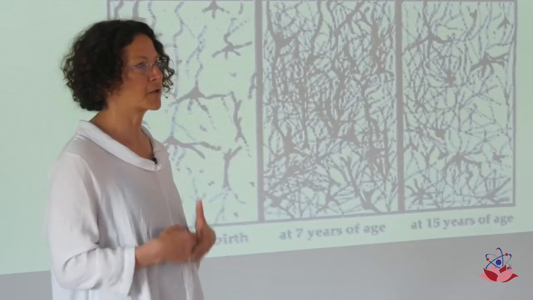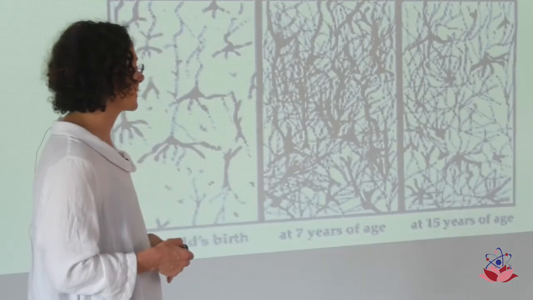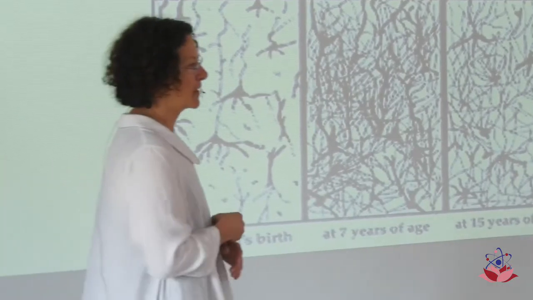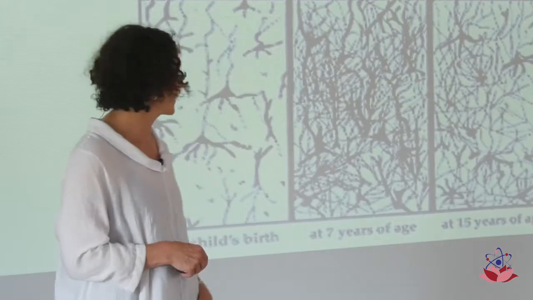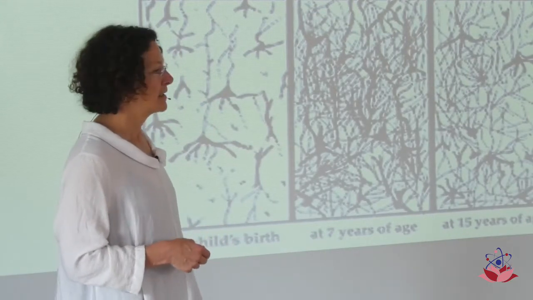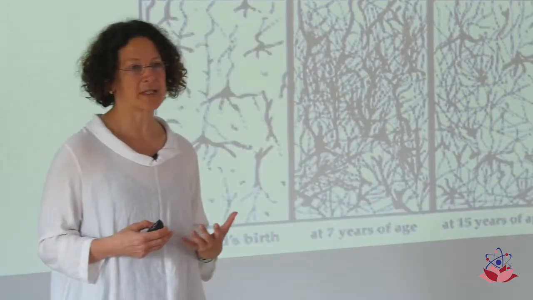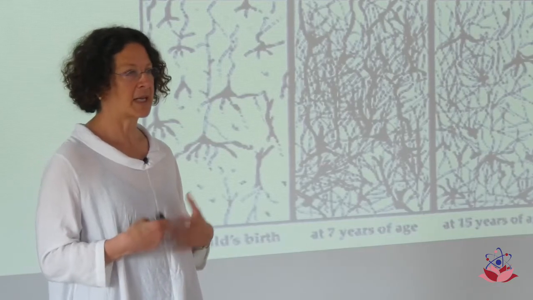The number of neurons multiplies in the first few years of life, and then by 7 years of age you have many neurons, in fact more neurons than an adult has. And that may explain in part the ability of children to learn things so quickly, because they have many neurons to use.